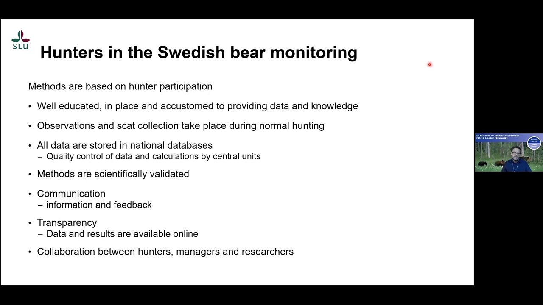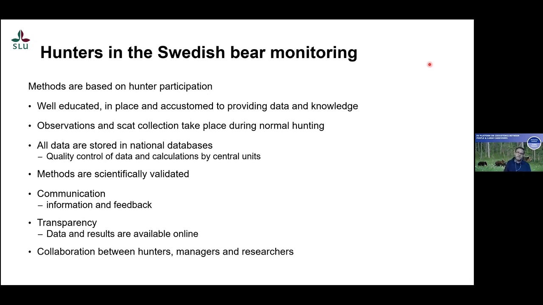All the data that we have are stored in a national database. They are quality controlled by managers. And the calculations of estimations are made by central units involving managers and researchers. All the methods are scientifically validated. So we actually have worked quite a lot from a scientific perspective to make sure that these are actually valid and that we are providing figures that are scientifically sound.